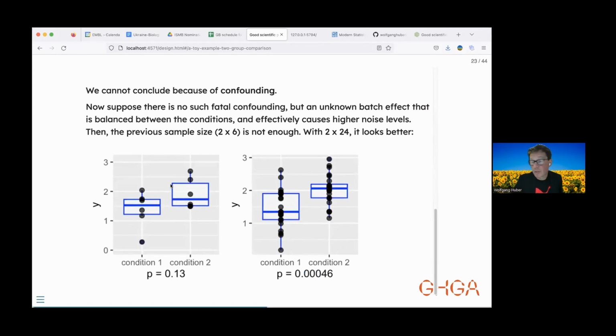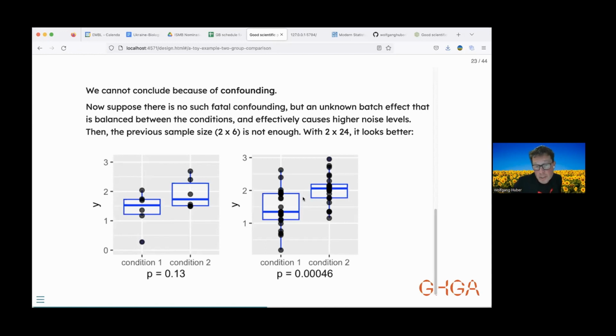But let's assume that we have taken care of this, and that any unknown batch effects are balanced between the conditions. Those unknown batch effects can still cause higher noise levels, for instance because our measurement instruments always measure higher values on Fridays than on Mondays. If we did good balancing, this would affect both groups simultaneously, but lead to an increased noise level. Here, the noise level has increased so much that the comparison, even with the same effect size, is no longer significant.